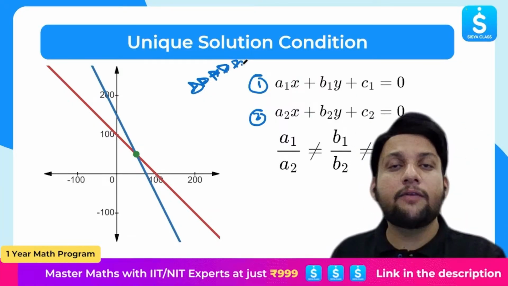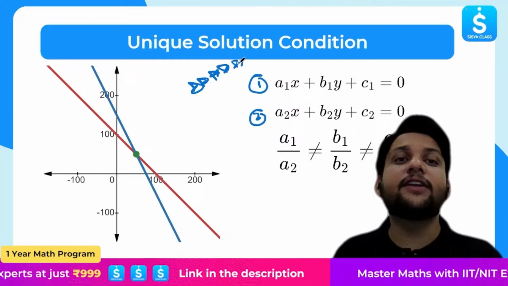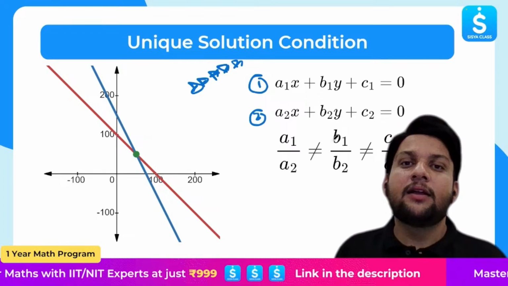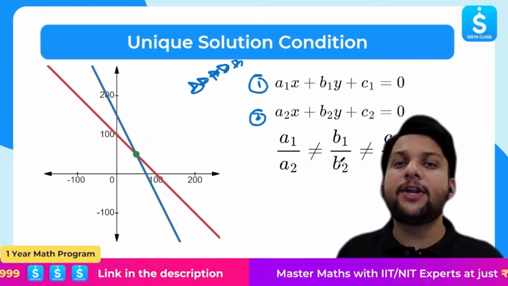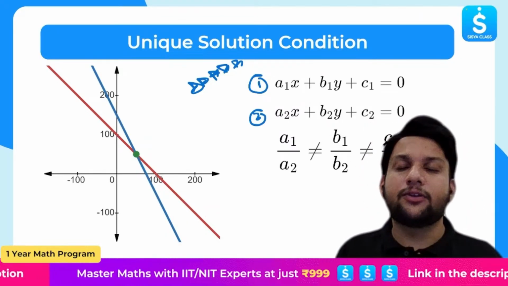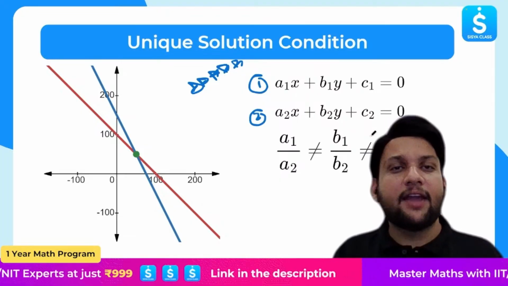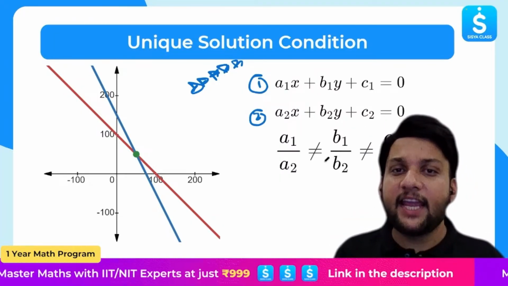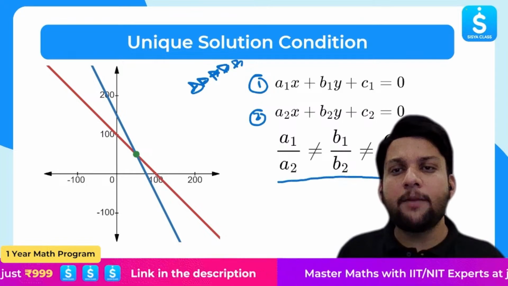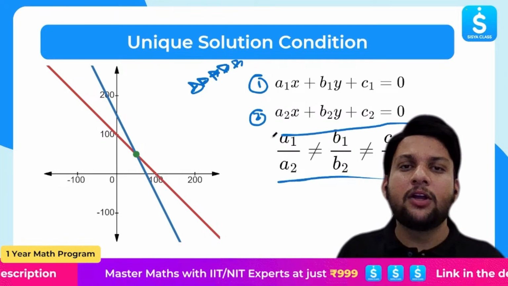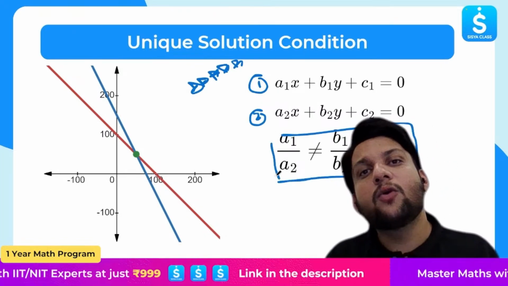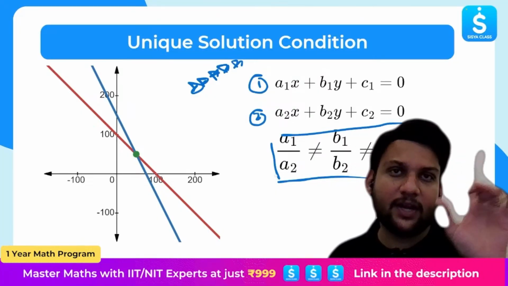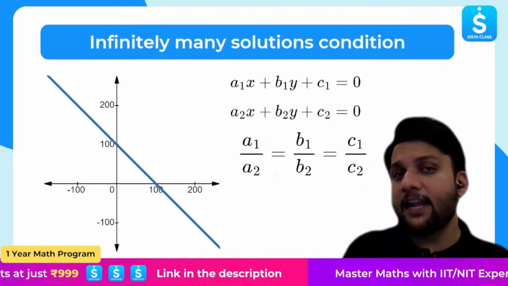Whenever we have a pair of linear equations and we have to find whether they have a unique solution, the condition is that a1 over a2 should not be equal to b1 over b2, should not be equal to c1 over c2. Say it with me one more time. Whenever we have two equations and we have to find whether they have a unique solution or not, a1 over a2 should not be equal to b1 over b2, should not be equal to c1 over c2, right? And how many solutions are we getting? One.